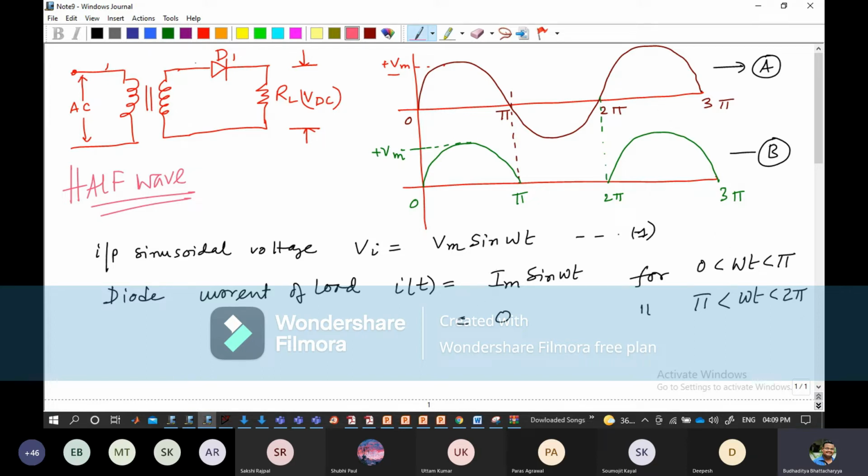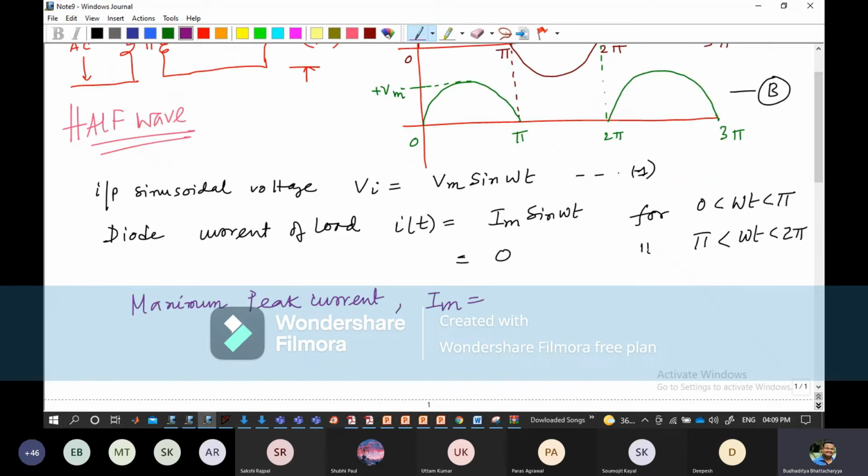So the equation for the maximum peak current, which is given by Im. Just keep the nomenclature as it is. I'll keep this as equation number 2 maybe, and this as equation number 3. Im is given by the maximum potential, that is Vm, divided by Rf plus RL. So please make a box like this.